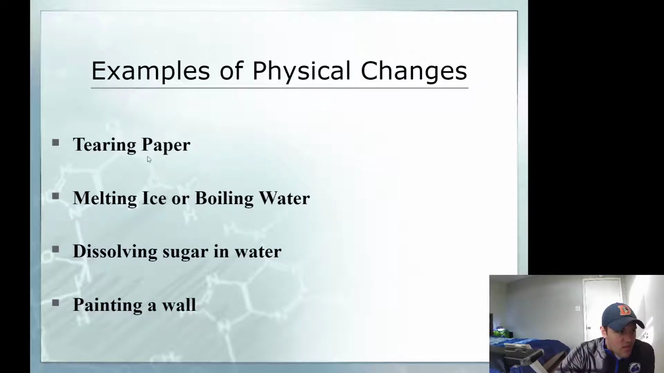Okay, so some examples. If I took a piece of paper and tore it in half, both halves of that paper are still paper. It didn't change what the paper was made out of, didn't make anything new, so that is a physical change.